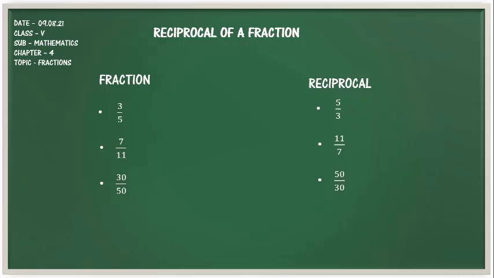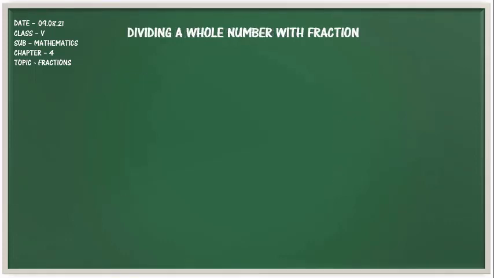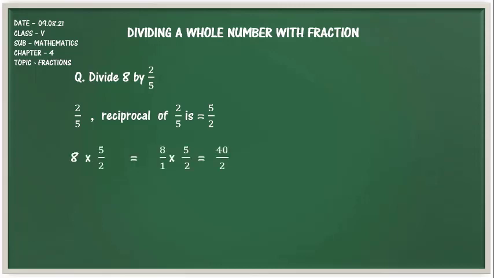Let's see an example. Divide 8 by 2 upon 5. Since we have to divide by 2 upon 5, first we need to find out the reciprocal of 2 upon 5, which is 5 upon 2. Now we will multiply the whole number with the reciprocal. So 8 multiplied by 5 upon 2, which we can also write as 8 upon 1 multiplied by 5 upon 2. Now it becomes easier to multiply the numerator with the numerator and the denominator with the denominator.